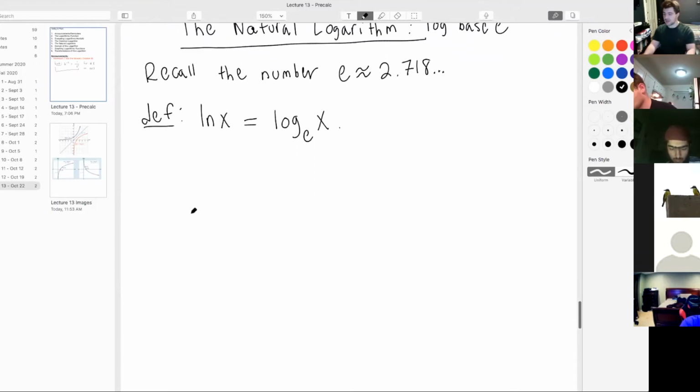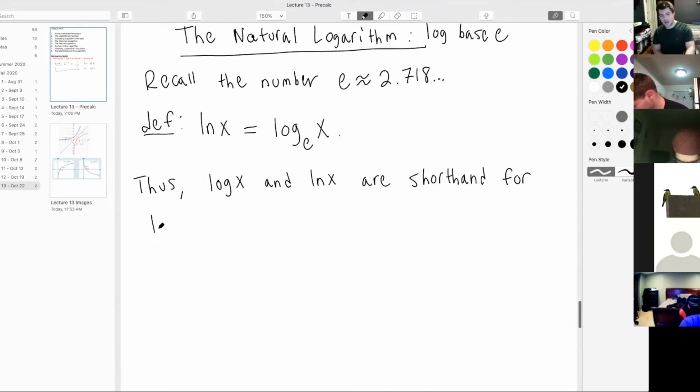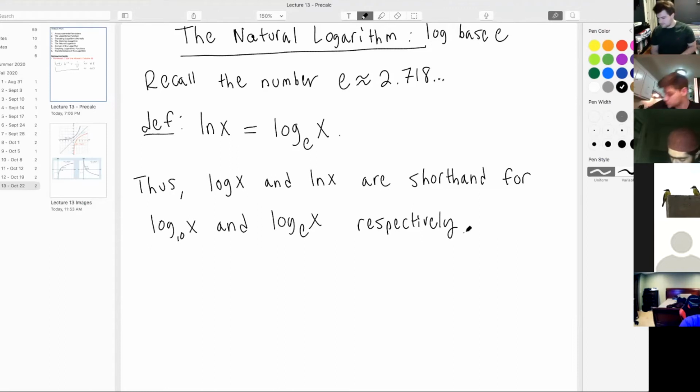Okay, so let me just write that. So thus, log x and ln of x, natural log of x, are shorthand for log base 10 of x and log base e of x, respectively. Okay? So it's just shorthand. All right. So that's really all I have to say. If you see ln of x, which is read aloud as natural log of x, just know in your head, that's log base e. That's a logarithm where the base is e, and e is Euler's number.